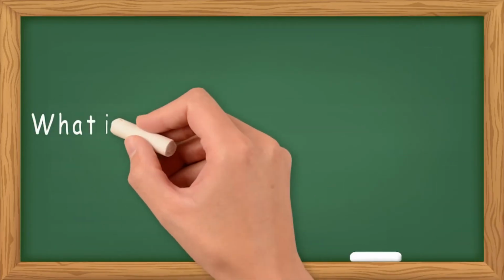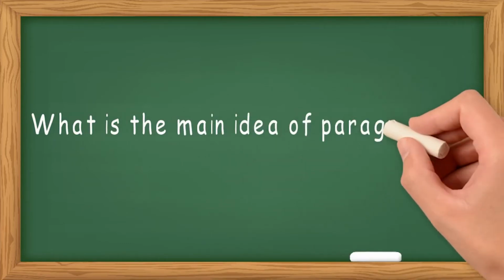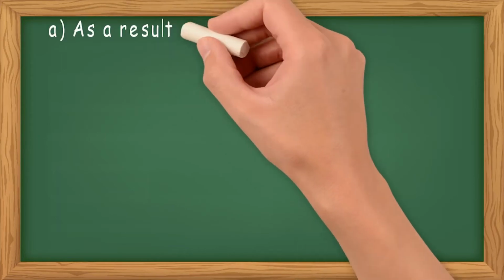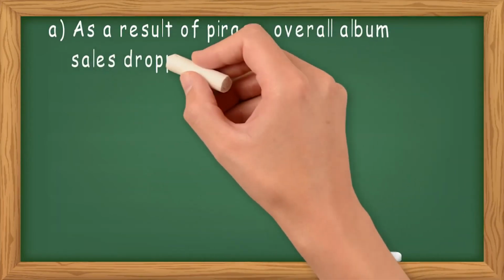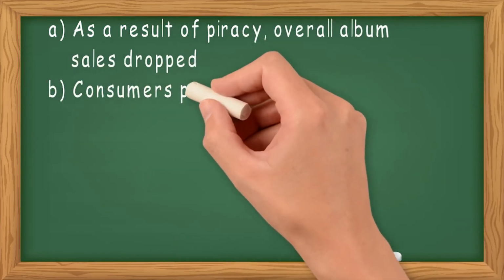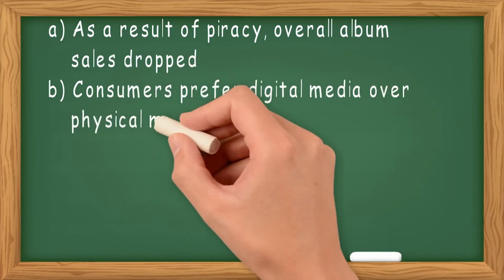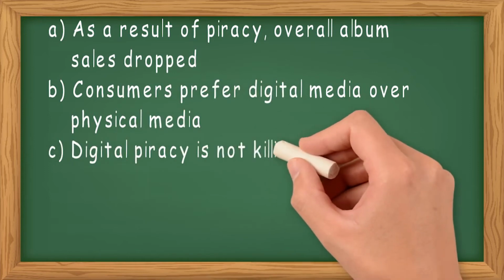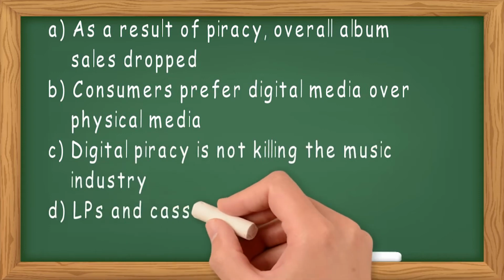What is the main idea of paragraph 1? A. As a result of piracy, overall album sales dropped. B. Consumers prefer digital media over physical media. C. Digital piracy is not killing the music industry. And letter D. LPs and cassettes have been phased out to make room for CDs.